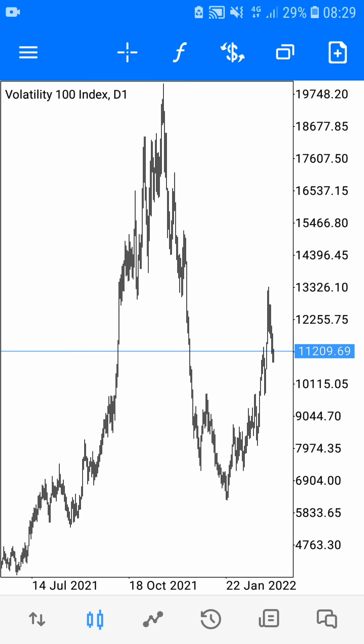Ladies and gentlemen, the pair is Volatility 100 Index, one of the most volatile pairs that I would never suggest to trade if you are a small account holder. But please don't get me wrong, this does not mean that you can't trade Volatility 100 if you have a minimum of $100 account. You can.